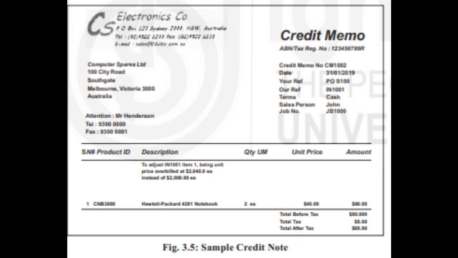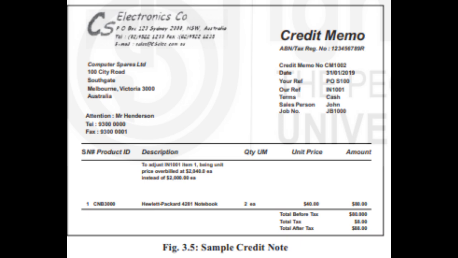Some of the source documents that are frequently used in a P2P cycle are purchase requisition, purchase order, invoice, GRN and credit note. When some material or services are needed by a business, the need is communicated to the procurement department using a purchase requisition. Based on the purchase requisition, the procurement team selects the vendor and sends him a purchase order indicating their intention to purchase the material or service.